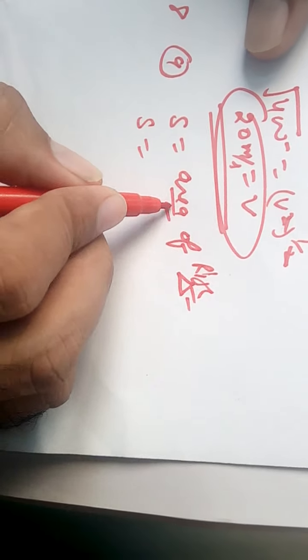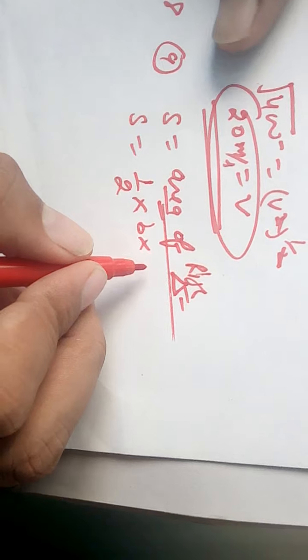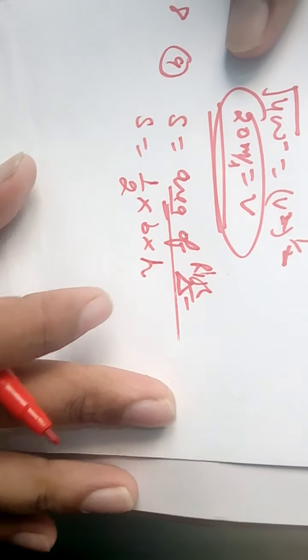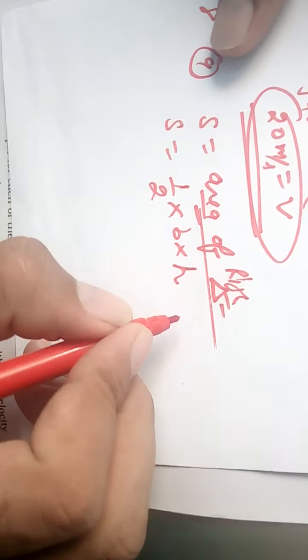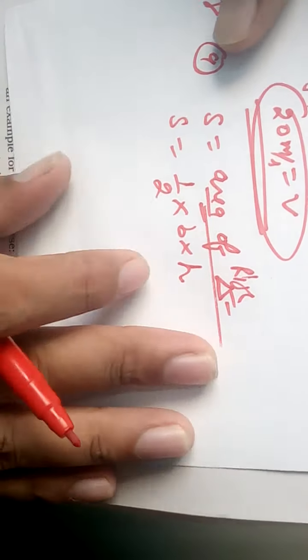Then S is equal to, we know the formula, half into base into height. If you want a separate video on how we can prove this area of a triangle, I can make it. Let me know if you want that video.